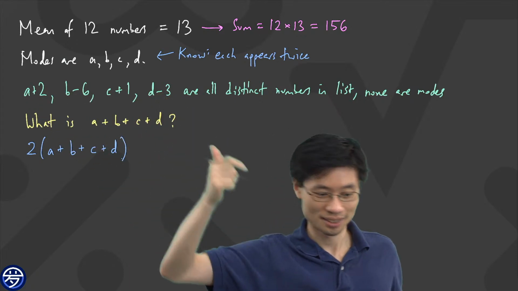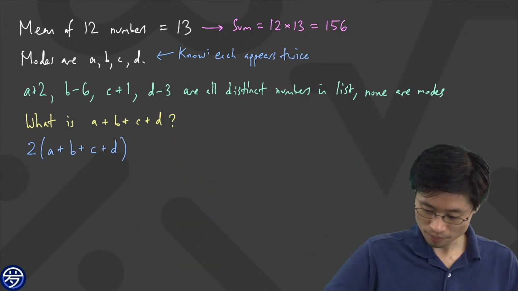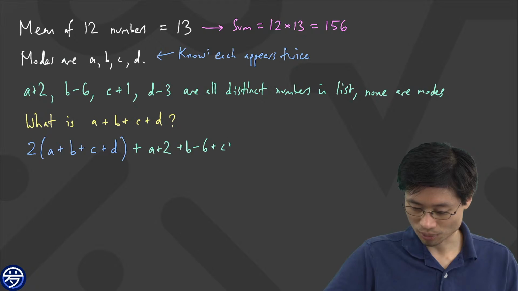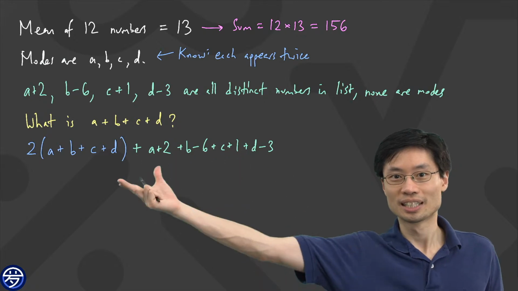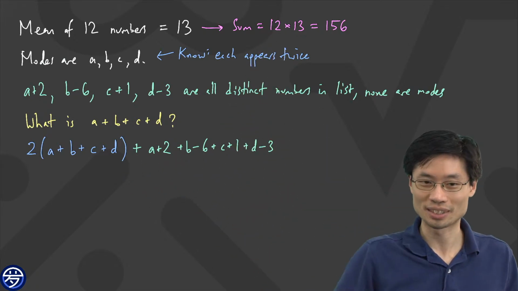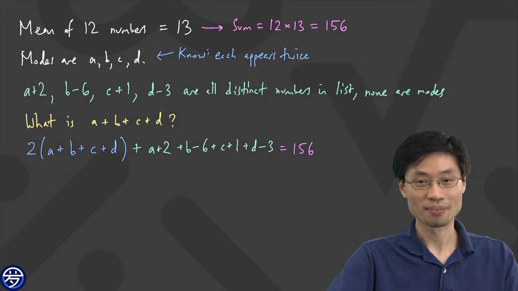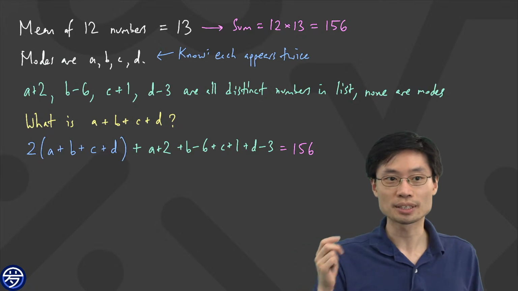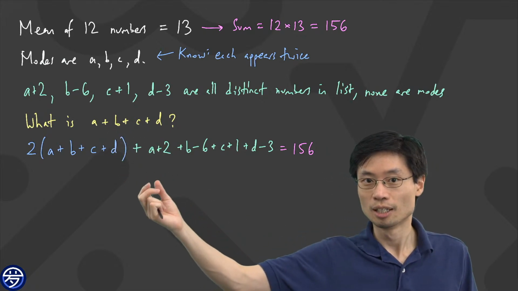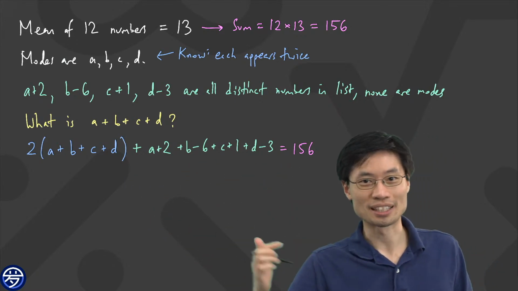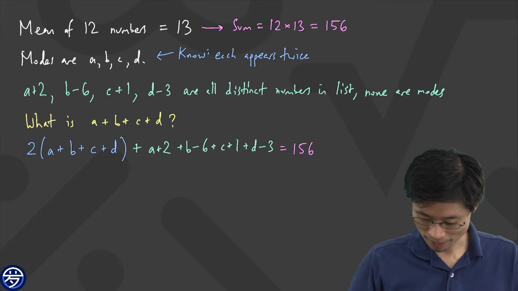And now let's add this. Plus A plus 2 plus B minus 6 plus C plus 1 plus D minus 3. What's this supposed to be equal to? This is all supposed to be equal to the sum, 156. Hooray! So this is supposed to be equal to 156. Now, why am I happy? I'm happy because I can get A plus B plus C plus D, because here's 2 of them, and here's 1 of them. So that's perfect. Altogether, I have 3 A plus B plus C plus Ds.